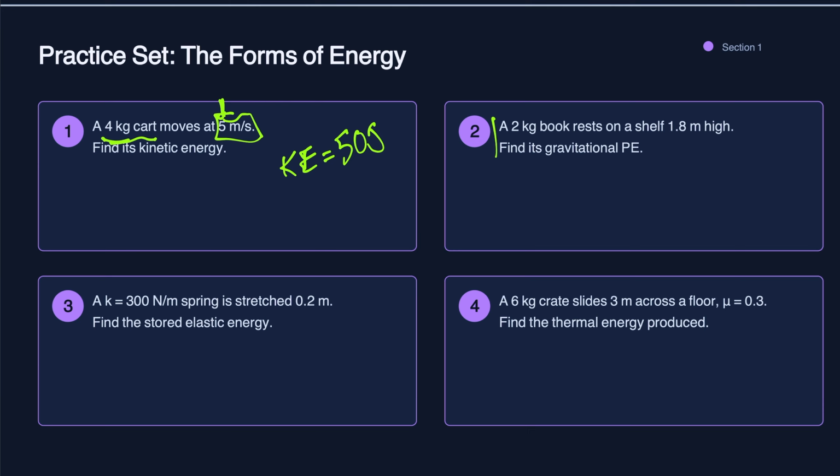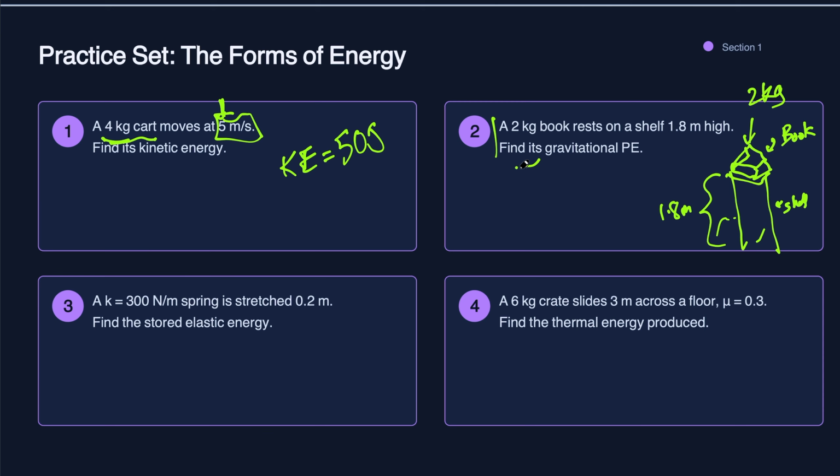A 2 kg book rests on a shelf 1.8 meters high. Okay, so the shelf is over here. And this is the book. Shelf. And the length of the shelf is 1.8 meters. In this case, it's height. Okay, length as in height, not as in the distance. And the mass of the book is 2 kgs. So what is its gravitational potential energy?